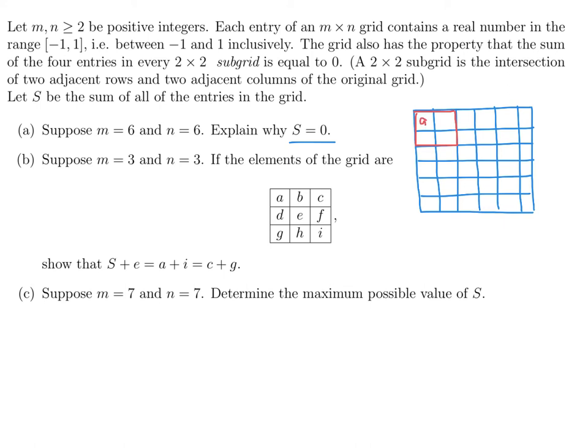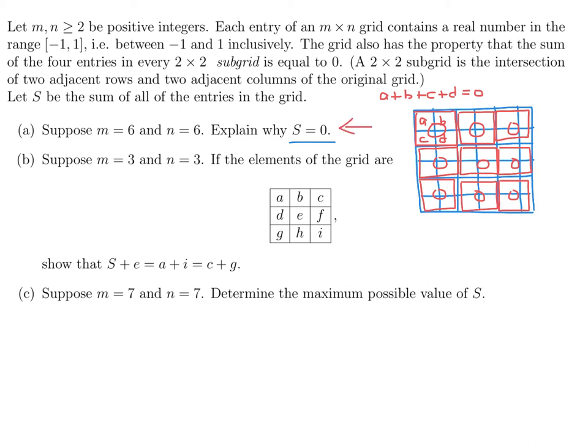So if this was A, and this was B, and this was C, and this was D, A plus B plus C plus D is equal to 0. Okay? Similarly, this 2 by 2 grid, its sum is also 0. This one, this one, this one, this one, this one, and this one. So all of those 2 by 2 grids have a sum of 0. So 0, 0, 0, 0, 0, 0, 0, 0, 0. And therefore, if you add them all up, they would be 0. And therefore, that is why S is equal to 0.